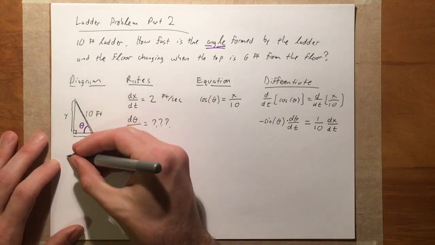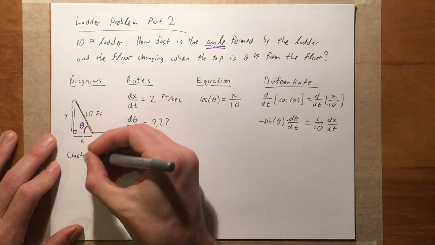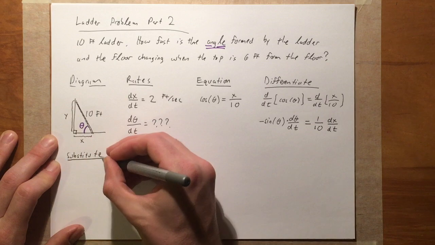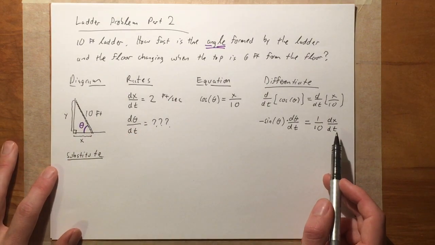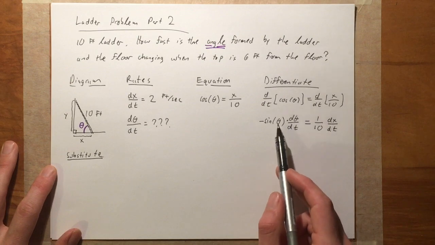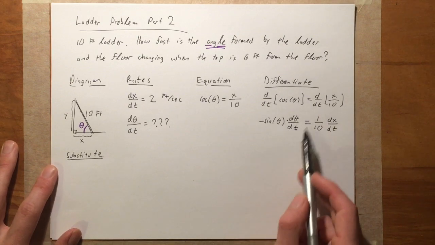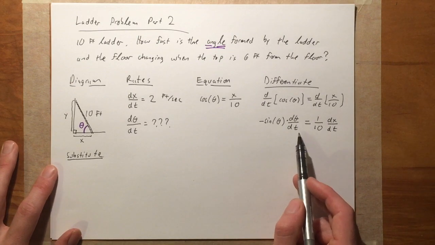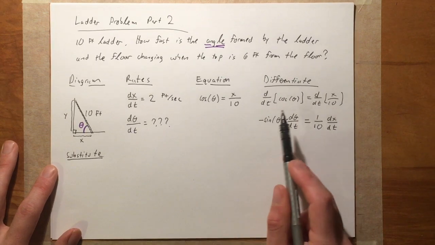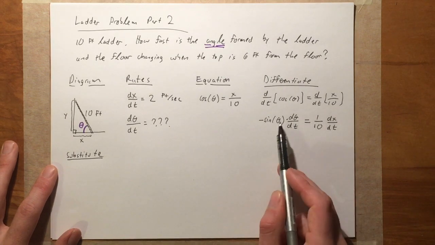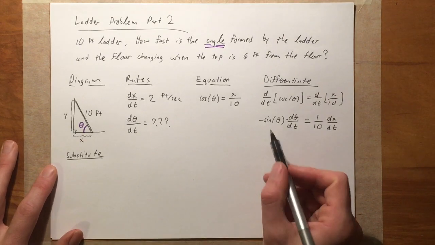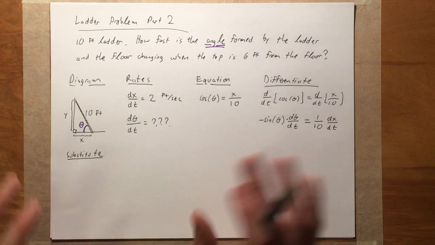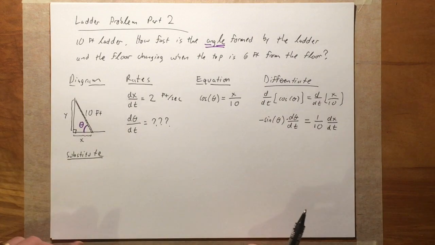So now I get to substitute. We're going to substitute in our known values. We're going to put in the 2 for dx over dt. We're also going to need to know theta, though, so that we can get d theta over dt, right? There are 3 unknowns here. I've got to make sure I put in dx over dt and theta. However, actually, figuring out theta is not particularly important.